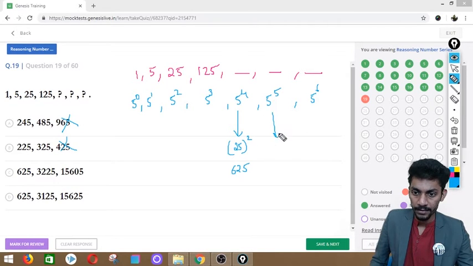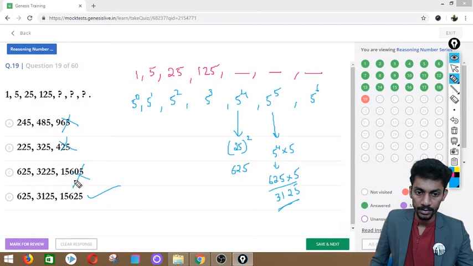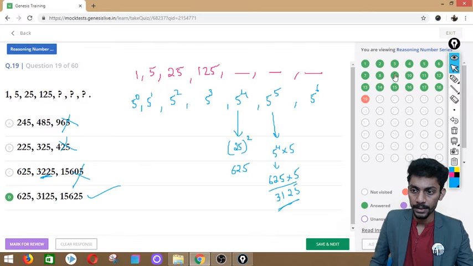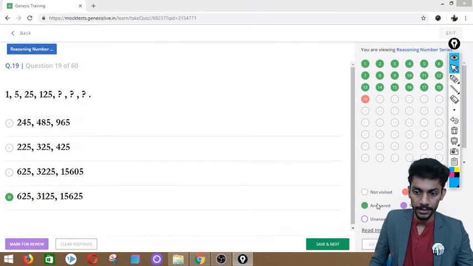Now what is 5 power 5? 5 power 5 is nothing but 5 power 4 into 5. What is 5 power 4? 625. 625 into 5 is nothing but 3125. 3125. That is option D. The other option is not possible because it is 3225. Correct? So the only answer possible is option D. Option D. Clear? We go on to the next one.